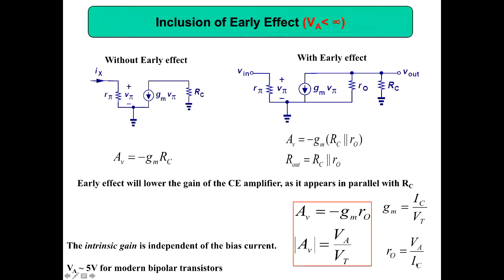RO is different for different IC, because VA is a constant. For IC1 you get RO1, for IC2 you get RO2, for IC3 you get RO3. Those values will be different, but VA will be constant, only one value for one transistor. So that is the reason your voltage gain is directly proportional to VA, and that is a constant for one transistor. So there is an intrinsic gain that is equal to a constant, and it is independent of any bias, because there is nothing here like IC. Even if you bias bigger or lower, it doesn't matter. This is the maximum gain.